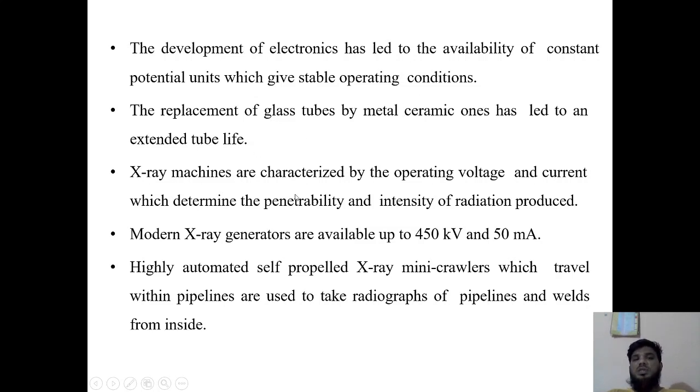The X-ray machines are characterized by operating voltage and current, which determine the penetration. If you are using a large amount of voltage and current, the electrons coming out will have a large amount of intensity, and the X-rays generated will have more energy. The modern X-ray generators are available at 450 kilowatts and 50 milliamperes. Highly automated, self-propelled X-ray mini crawlers which travel within pipelines are used for radiography of pipelines and wells from inside.